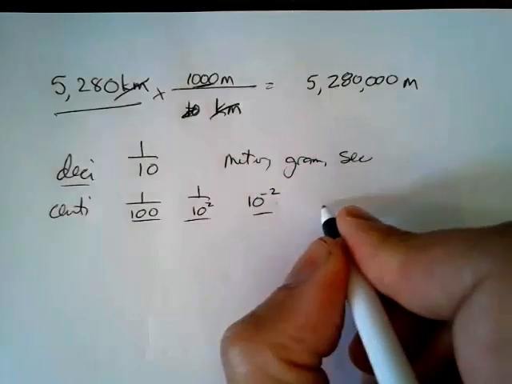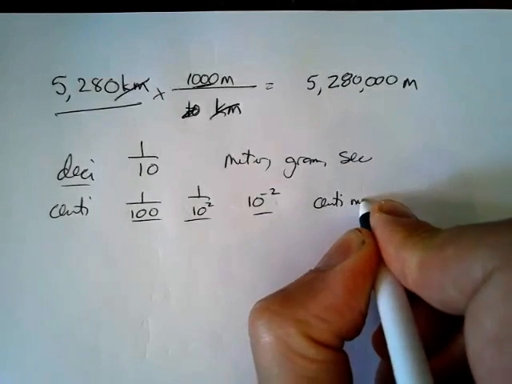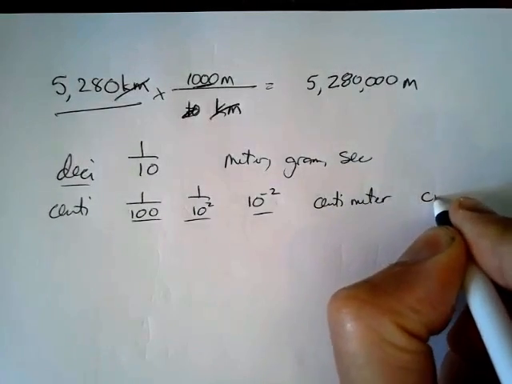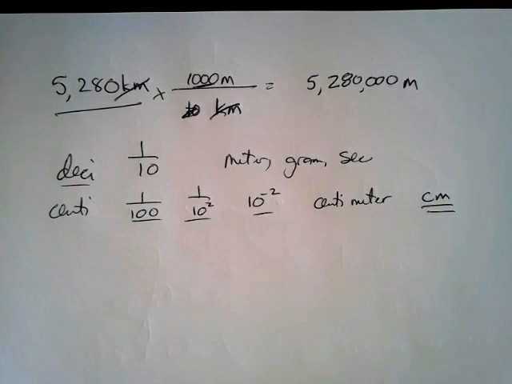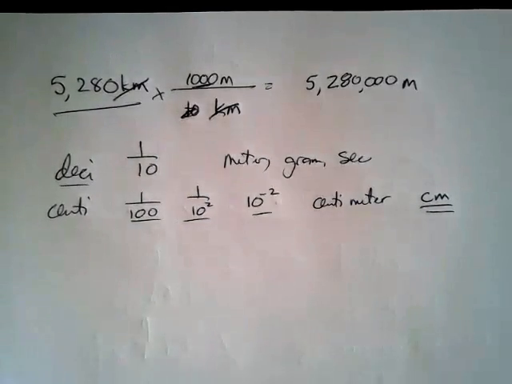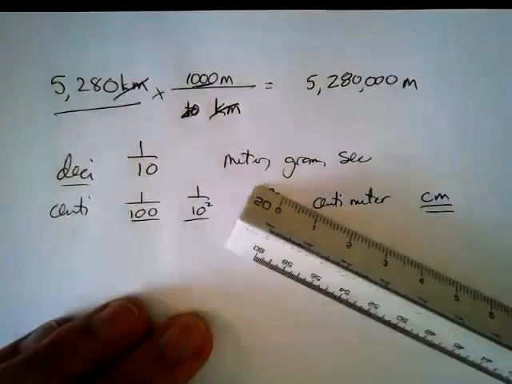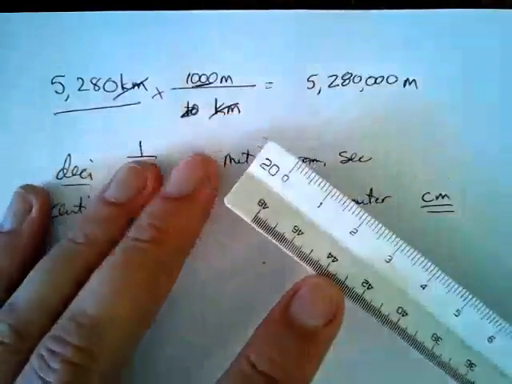So here we could say a centimeter, right? And you've seen this already. Centimeter would be expressed as cm. And we talked about what a cubic centimeter was. And we know what a centimeter looks like. I'll just put a ruler back up here.